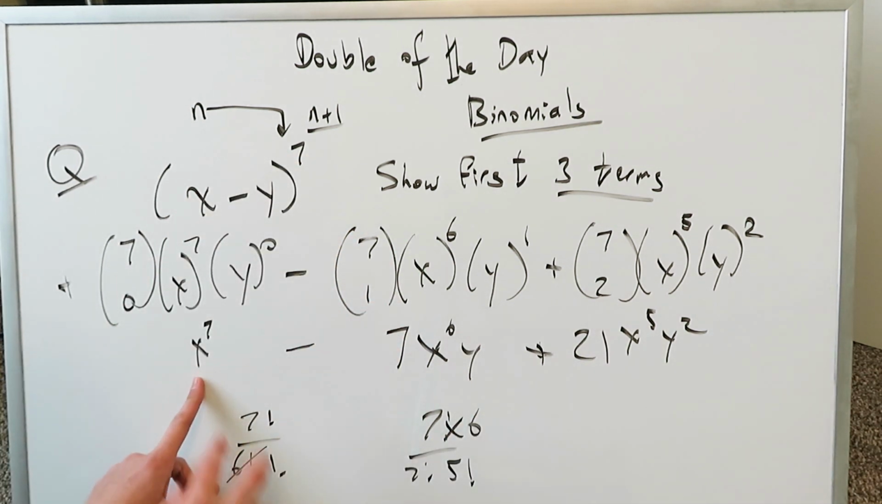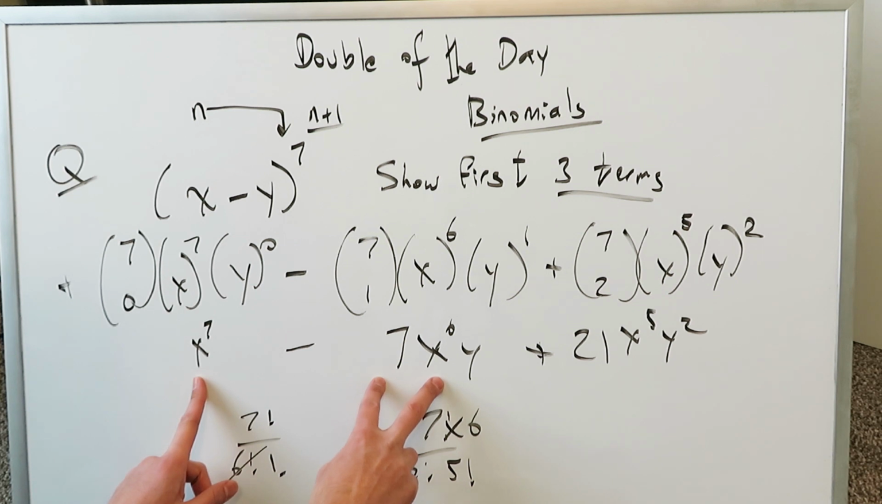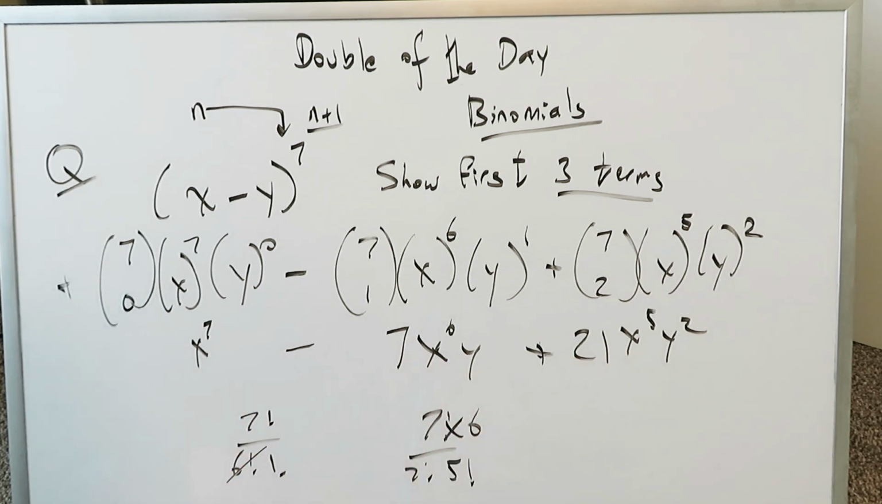Everything looks right. x to the 7, 7x to the 6y, and 21x to the 5y squared. And you can see the signs, positive, minus, positive. Those are the first 3 terms, and this question is completed.